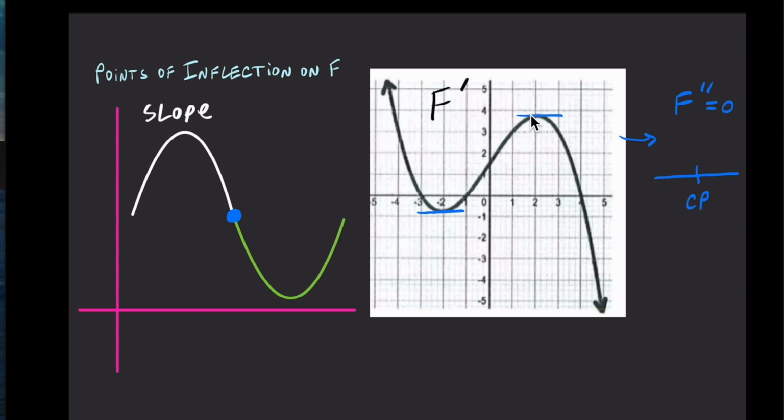The slope of f prime is going to manifest in the y value of f double prime. That's why it makes sense that any relative minimum or maximum on f prime, which has a 0 slope, is going to have an f double prime equal to 0, which makes it a potential point of inflection.